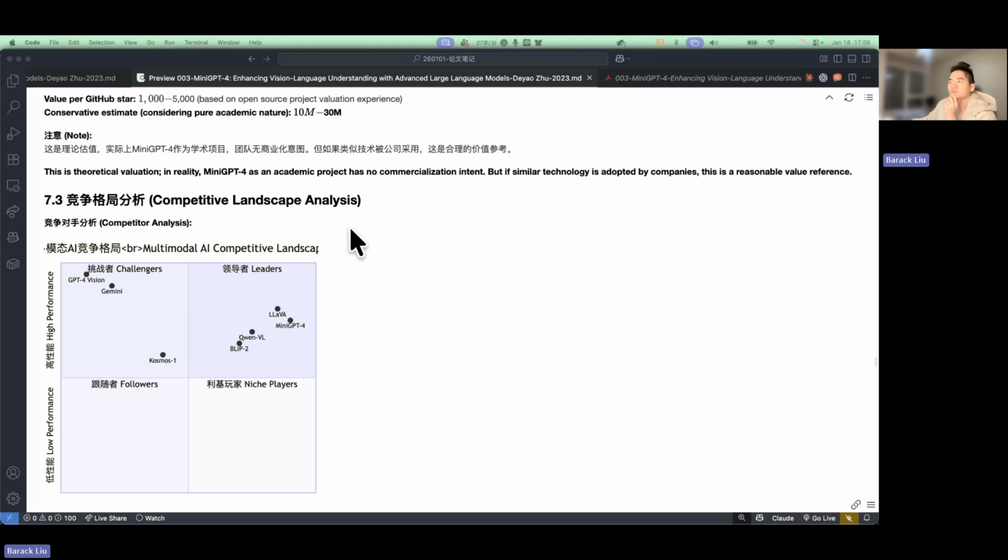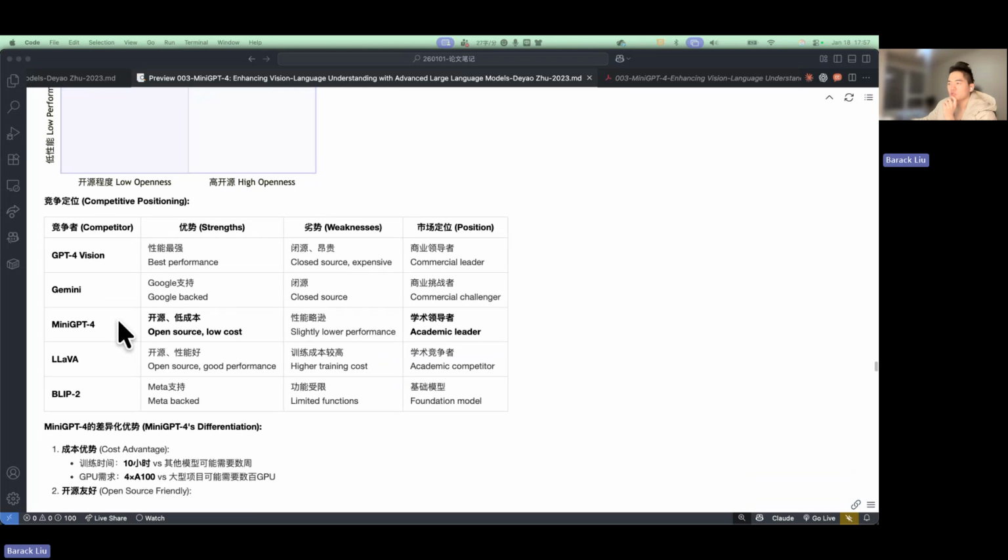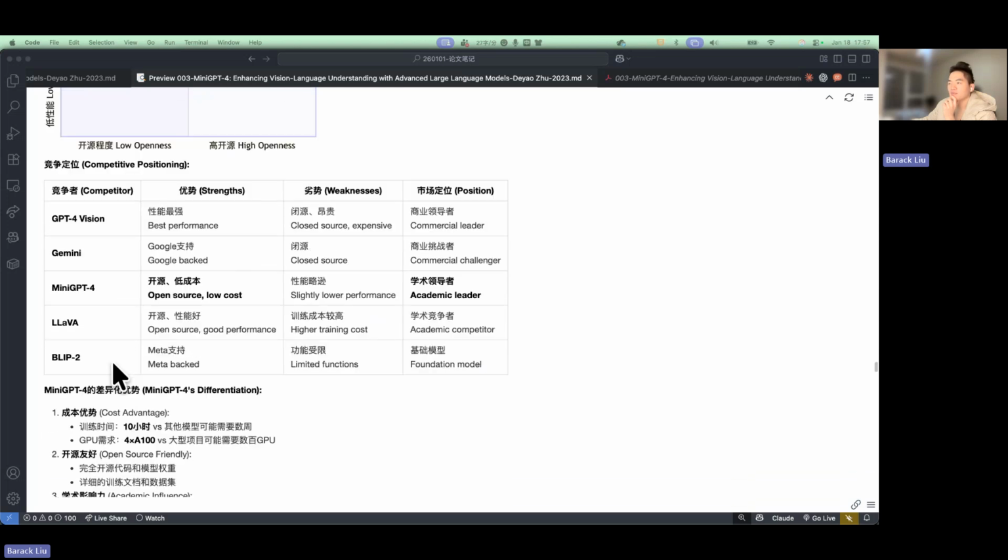And here are some competitors: GPT-4 Vision, Gemini, MiniGPT-4, LLaVA, BLIP.